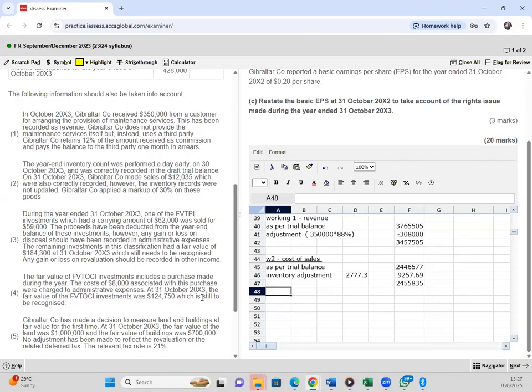So what is the question saying? During the year ended 31 October 2023, one of the fair value through profit and loss investments, which had a carrying amount of 62,000, was sold for 59,000. Okay, so the investment was sold for 59,000. If it's fair value through profit and loss, remember any fair value gains or changes, we take them to profit and loss. The proceeds have been deducted from the year-end balance of these investments.